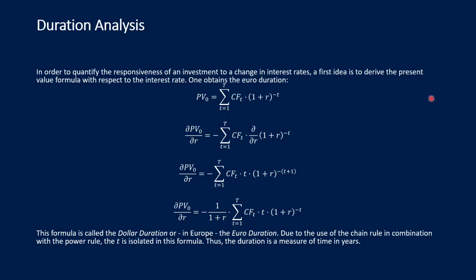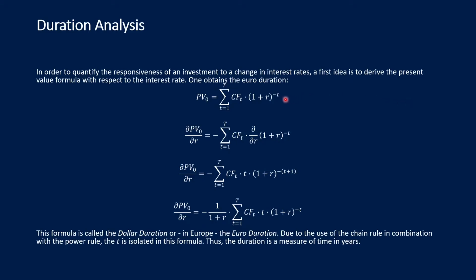Let us come to duration analysis. So, from an economic point of view, risk can be understood as a change of the present value. So, to understand how much the present value of an investment changes, if, in this case, the interest rate changes, we can simply derive the present value formula with respect to the interest rate. We will obtain the euro duration then.